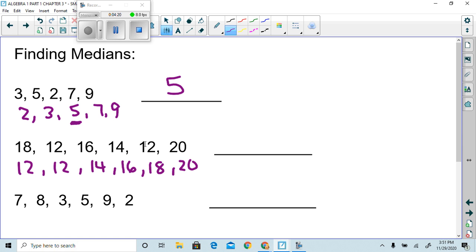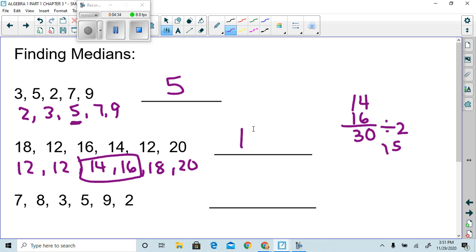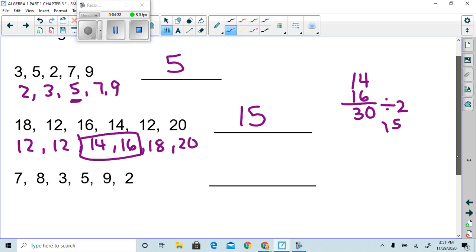I see that I have 2, 4, 6 items, which means that there are 2 center numbers. What do you do? You add them and then divide by 2, and you'll get 15. That's the method you use when there's an even number of data items. Again, order them from least to greatest.